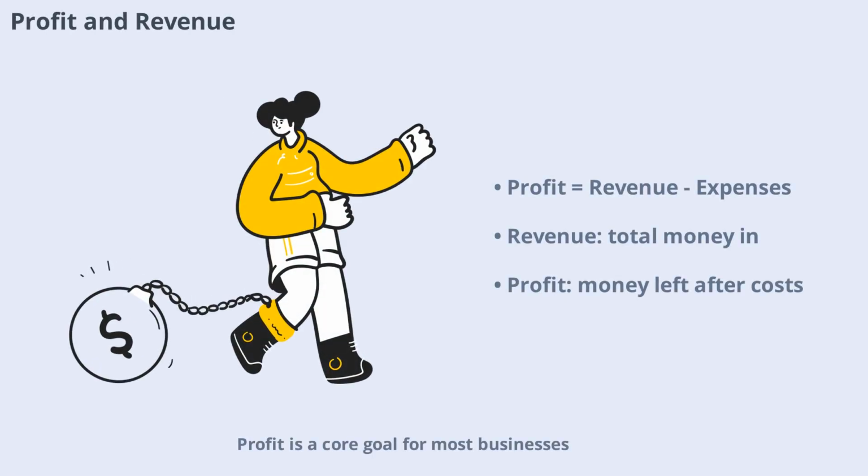Profit is a core goal for most businesses. It's the difference between the money a business brings in, revenue, and what it spends to operate, expenses. For example, if a flower shop earns $4,000 in sales, pays $1,000 to employees, $1,000 to vendors, $500 in taxes, and $500 in rent, the profit is $1,000. Revenue is the total money received before expenses. Profit is what's left after all bills and taxes are paid. This is similar to your personal budget. Your paycheck is revenue, your bills are expenses, and what's left is your profit.